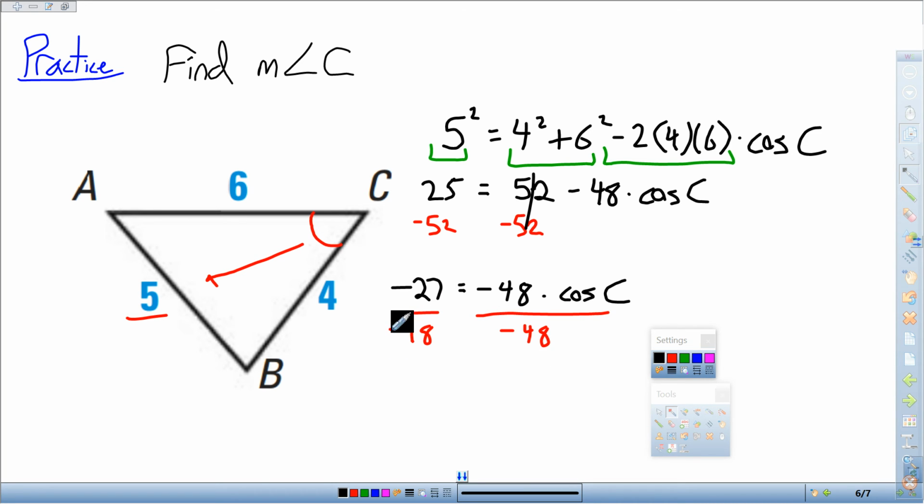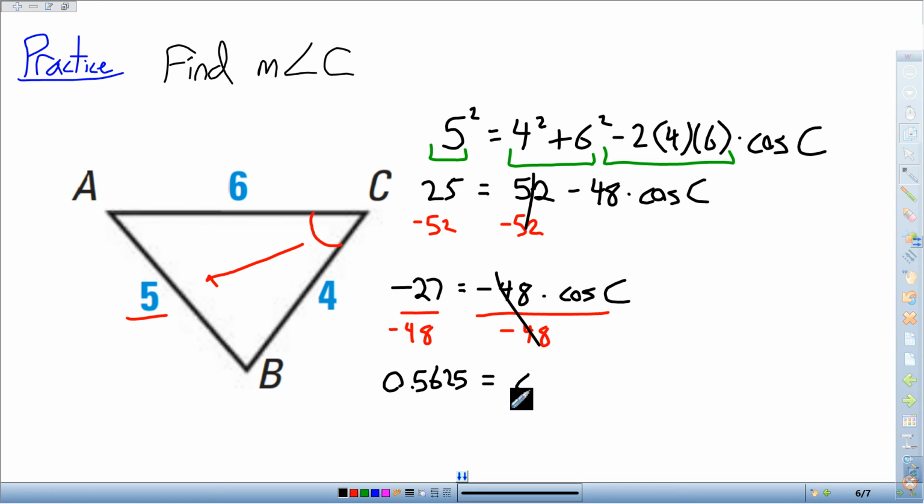Over here, negative 27 divided by negative 48 gives me a decimal, 0.5625. And that's actually the decimal in the calculator, though I still want you to use your answer key so you can practice it. So we can write out some of that. These cancel. I've got cosine of angle C. Now we can get rid of cosine by multiplying the left side by the inverse of cosine. This is just kind of a weird step, but we're going to do cosine inverse of this decimal. And then on the right, cosine is gone, and we have angle C.